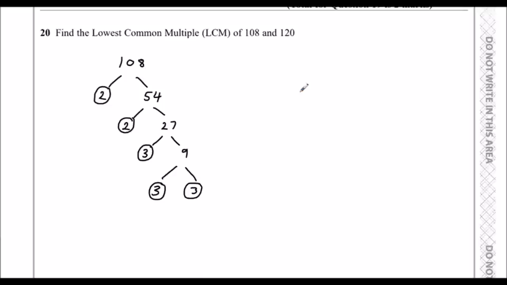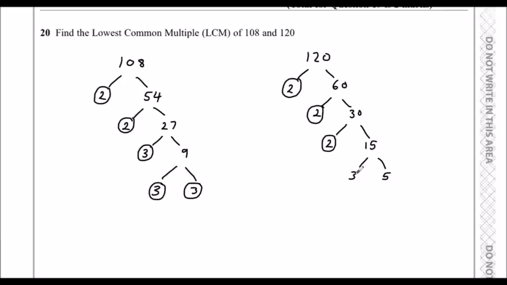The same for 120. So let's break it down. 2 60s, 2 is prime. 60 is 2 30s, and 2 is prime. 30 is 2 15s, and 15 is 3 times 5. And 3 and 5 are both prime numbers.